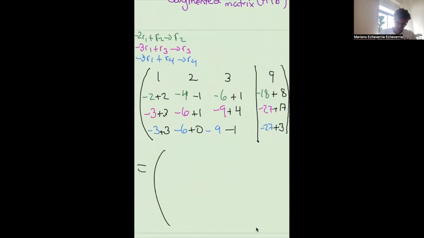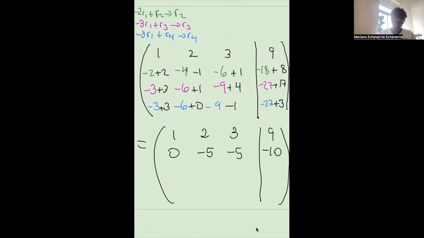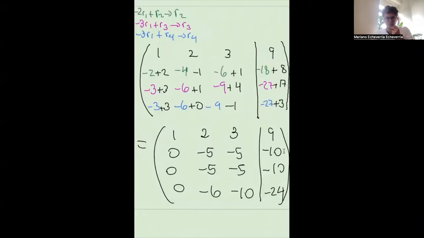So let's see what that gives us. It gives you 1, 2, 3, 9. So you get 0, minus 5, minus 5, minus 10, and then you get 0, minus 5, minus 5, minus 10, right? And then you get 0, minus 6, minus 10, and then minus 24, if I'm not mistaken. Is that making sense? So far so good?